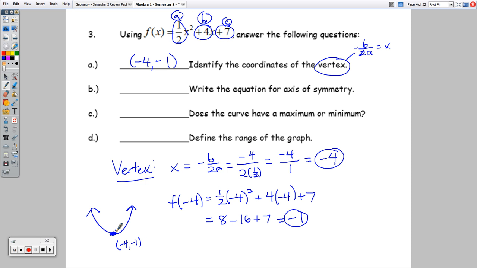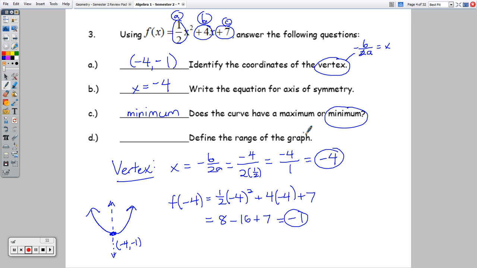So the axis of symmetry would be the line going through the point right there. That's always x equal to the x value of the vertex. So x equals -4. And does it have a maximum or minimum? Clearly, since it's opening up, we look at the picture, a sketch of that, we have a minimum value right there. So it is the lowest value on that graph.